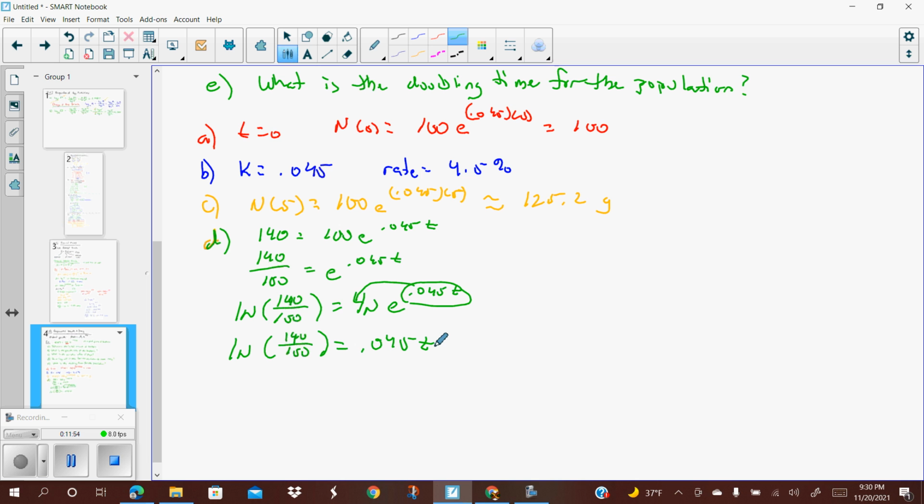We're just saving an extra step by bringing the exponent out to the front and realizing the natural log of e is 1. So I don't have to write that part. Now to solve for t, I'm going to divide everything by 0.045. So t is then going to be the natural log of 140 over 100, all divided by 0.045. Again, that doesn't have much meaning to anybody, so we'll plug that into the calculator.